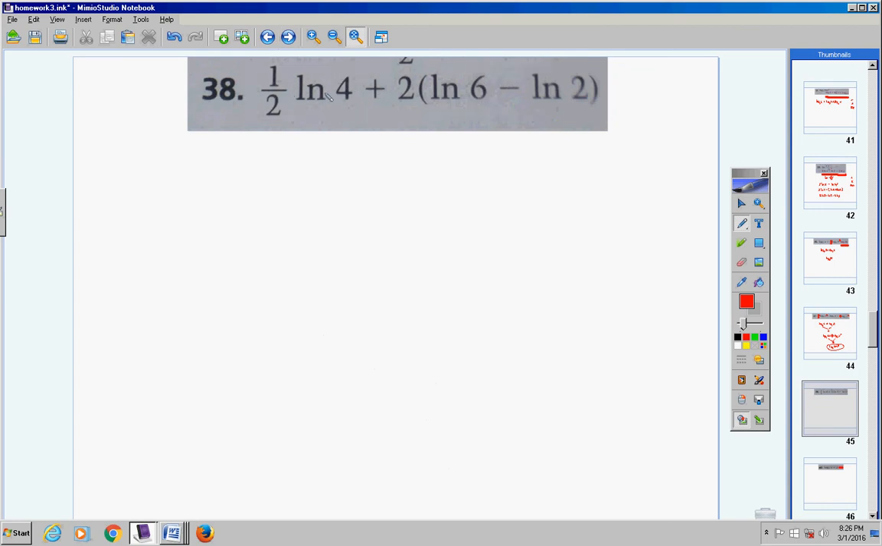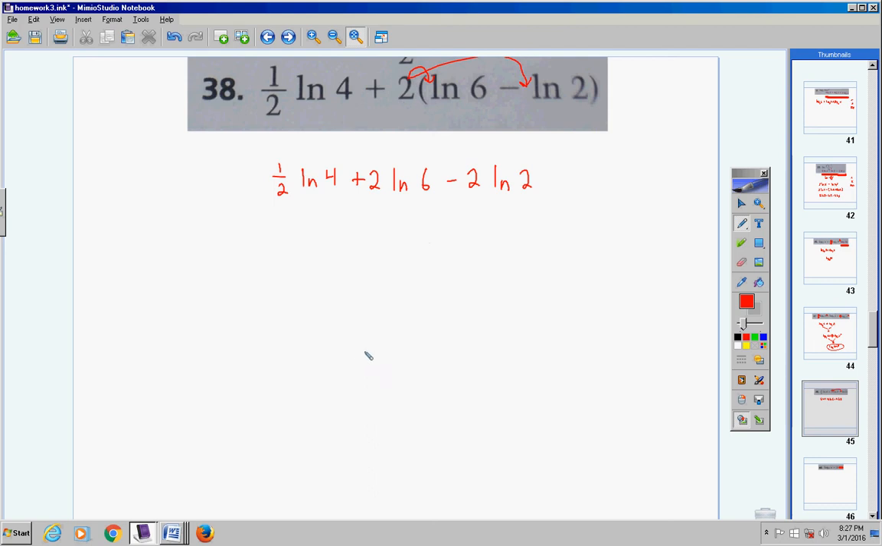Do we have the same base? Yes, we've got an e and an e and an e. Do we have anything to the left? Yeah, we got all kinds of stuff. First of all, you've got a 2 here that needs to be multiplied through. So the first thing I have is 1/2 natural logarithm of 4. And then positive 2 times positive logarithm is positive 2. And then positive 2 times a negative logarithm is negative 2 natural logarithm of 2. So I took this 2 and I multiplied it here, and I multiplied it here.